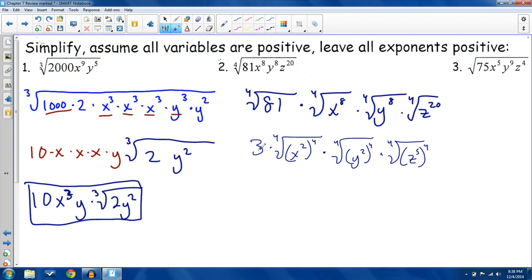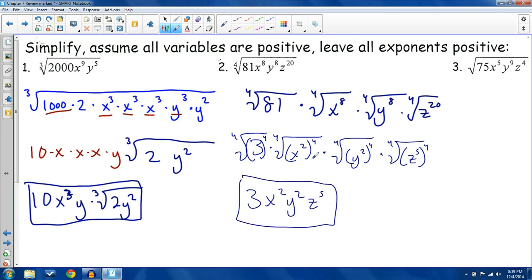Perfect. So that'll be, and I should have probably written this one for 3 this way so you'll know exactly what I was doing for all these. This is 3 to the fourth, like that. So all these will cancel. Boom, boom, boom. Just like that. So this will be 3 x squared, y squared, z to the fifth. See how those canceled? That one's kind of nice, how you can do that.